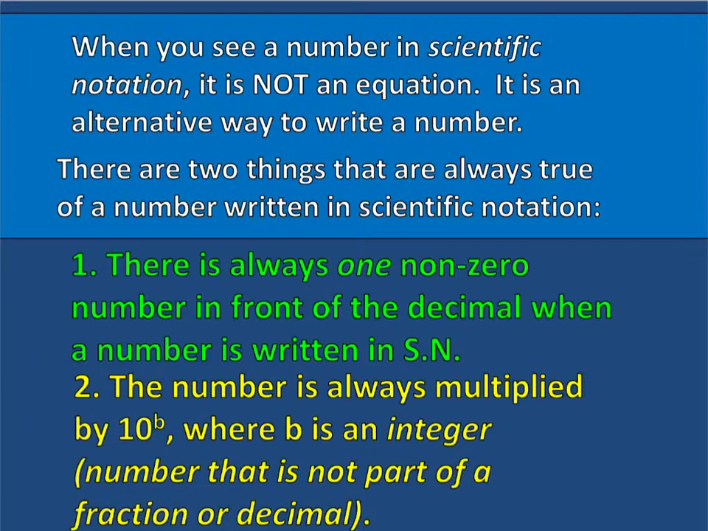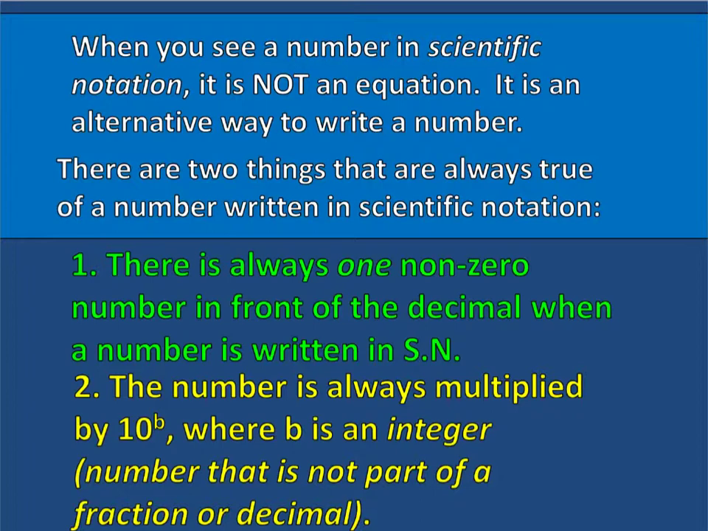The second thing is that the number is always multiplied by 10 to the power of something else. Or in my notes I have it as 10 with a little superscript b. The b represents an integer, and an integer is a number that is not part of a fraction or a decimal. So 10 to the 5, 10 to the 6, 10 to the negative 28. All of those would be examples of integers that we would write off of the 10.